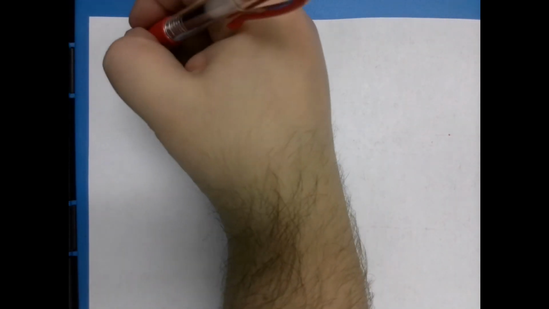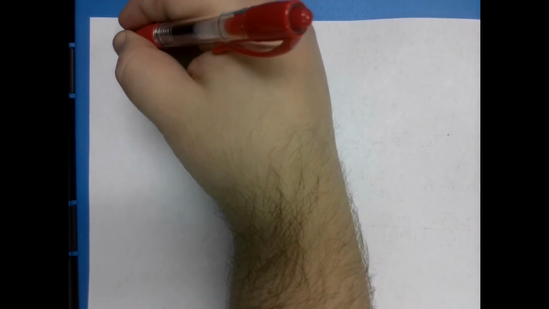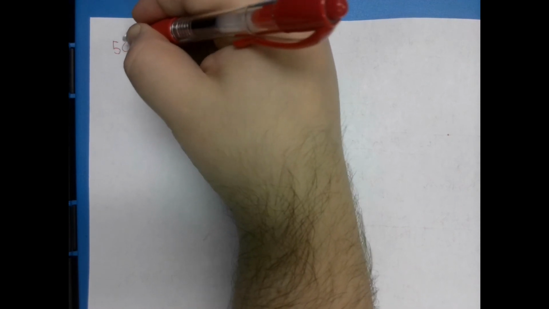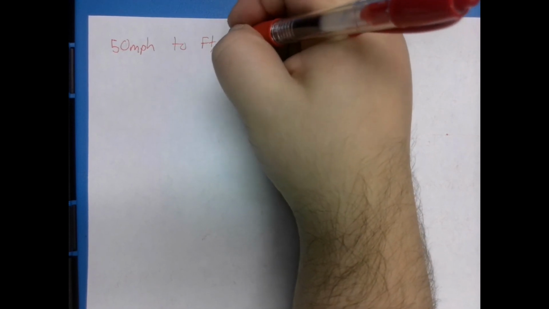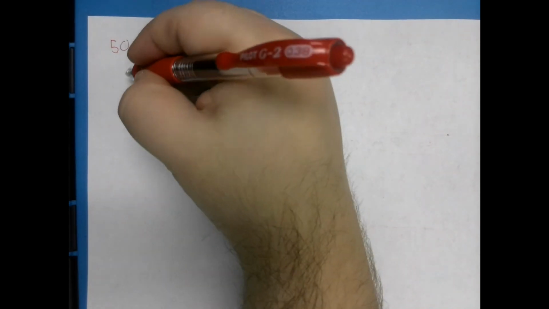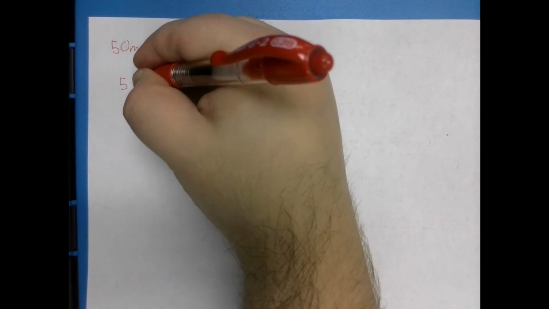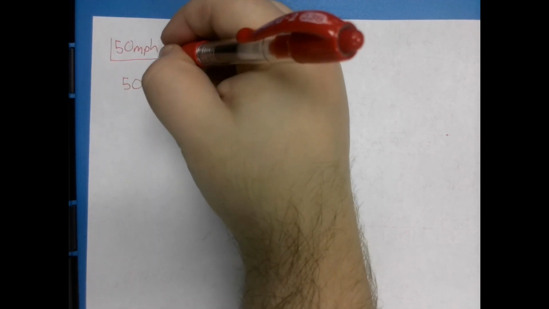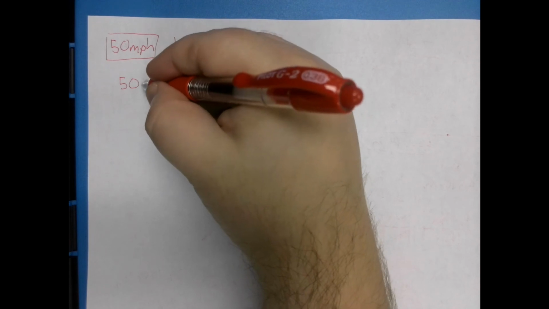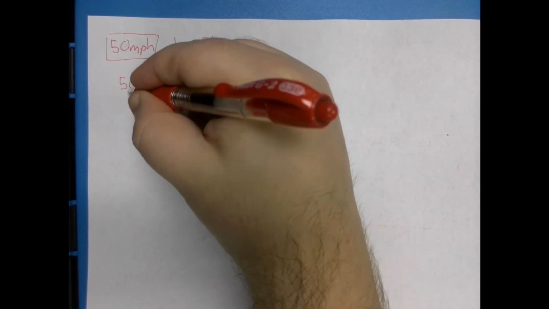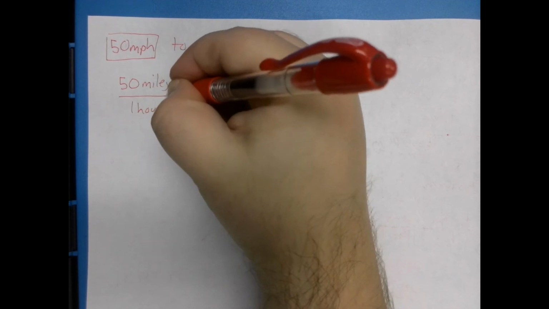So normally we're converting one unit to another unit. We can also convert a ratio into another ratio. So for example, 50 miles per hour to feet per second. We begin with whatever we're given. We usually try to not begin with a ratio, but if we're converting a ratio to another ratio, we have to. So this is 50 miles per 1 hour.